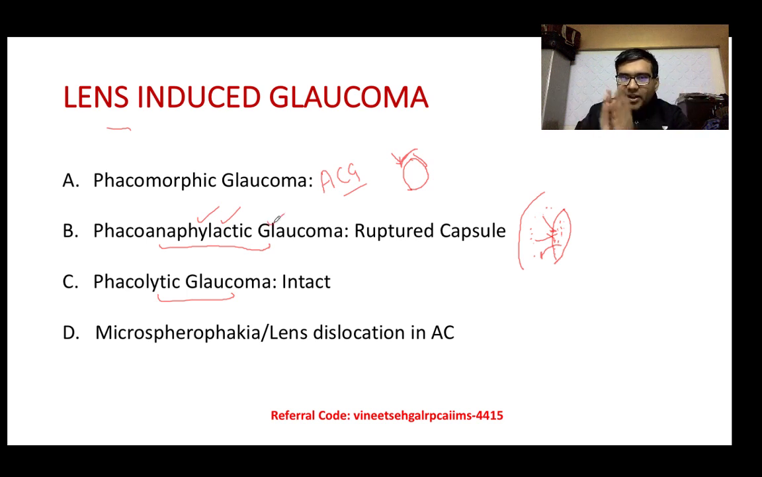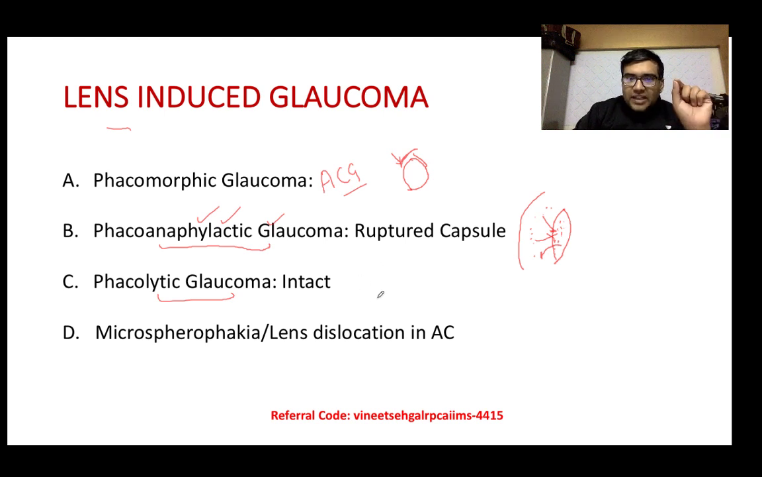You all get my point? What is phacoanaphylactic glaucoma? The lens capsule has ruptured, which is why the cryptic lens antigens, which were earlier enclosed by the lens capsule, come into the anterior chamber and cause uveitis. This is called phacoanaphylactic glaucoma.